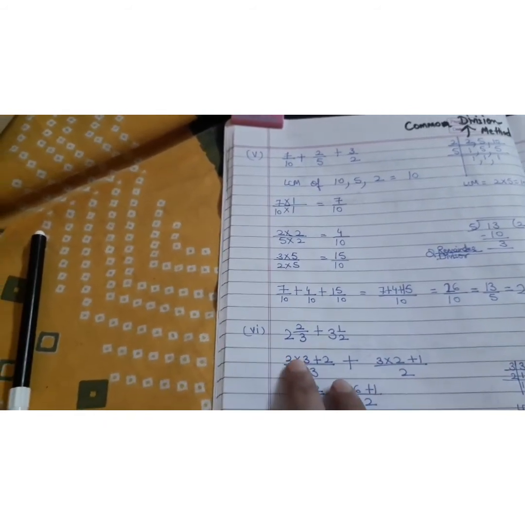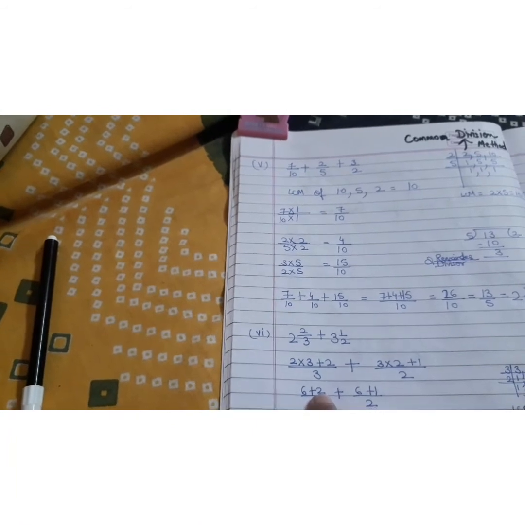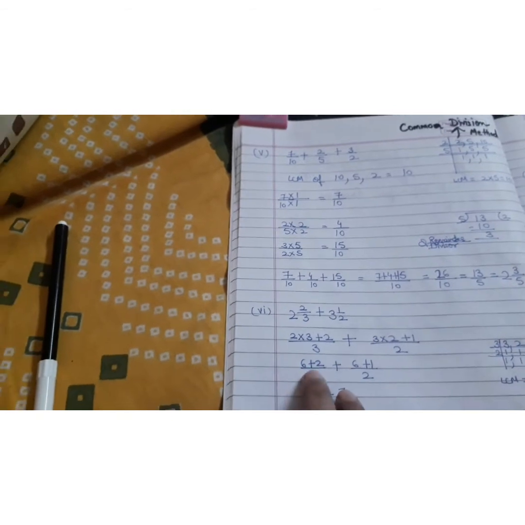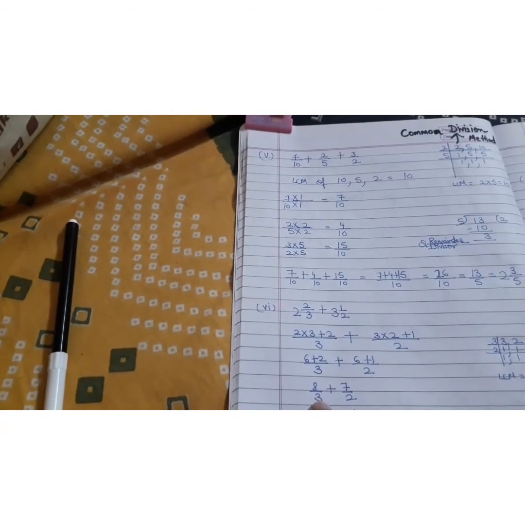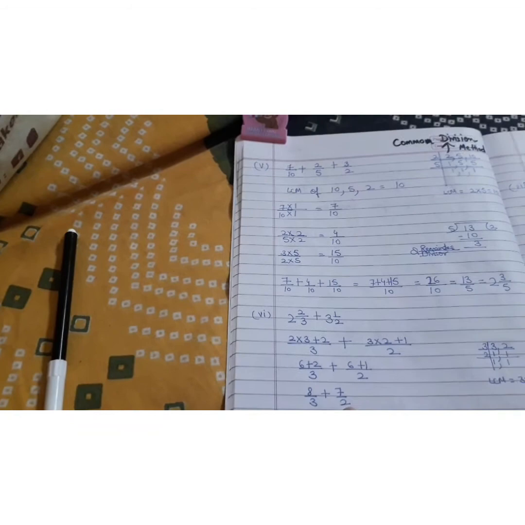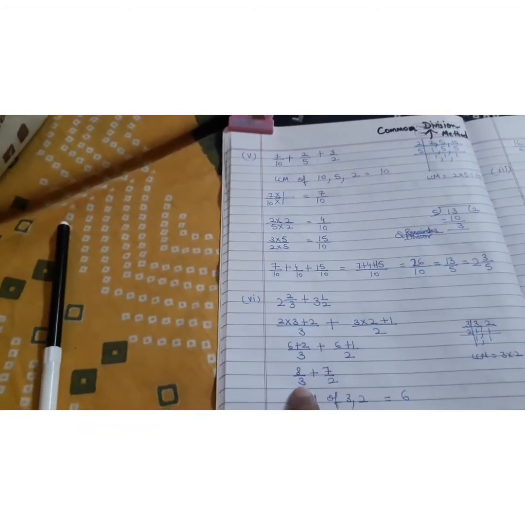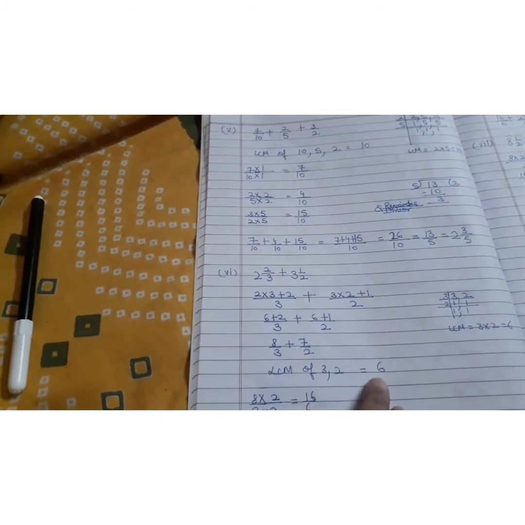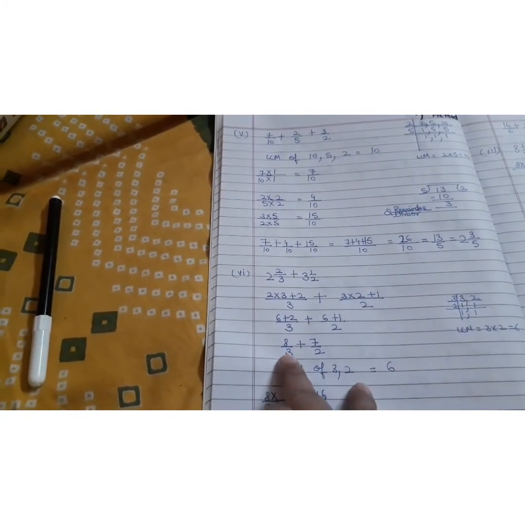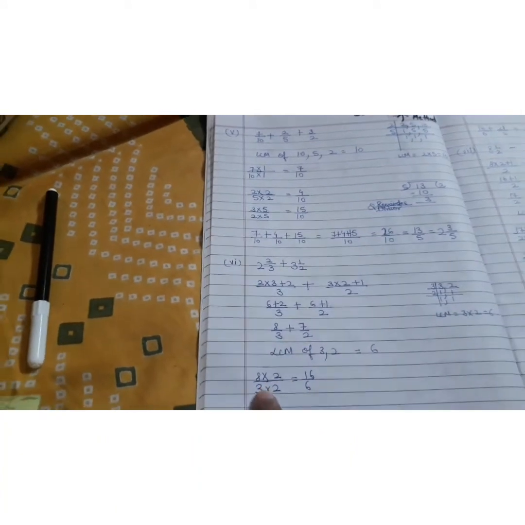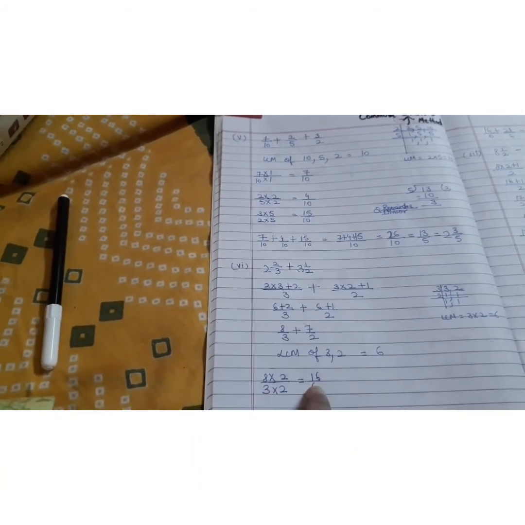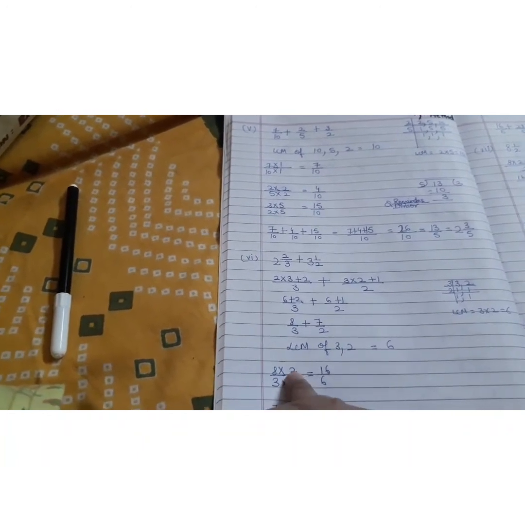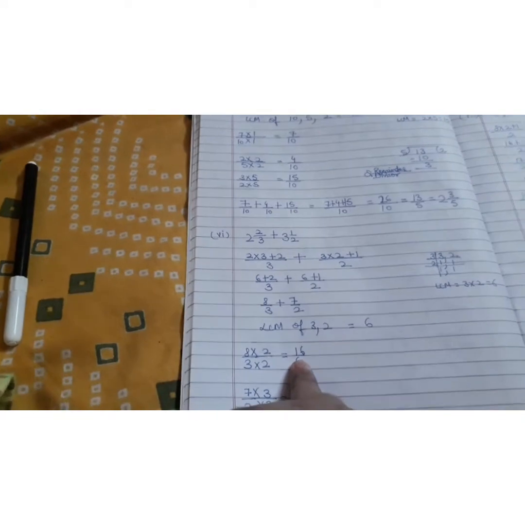So you will get 3 2s are 6 here plus 2, and 3 2s are 6 here plus 1. So 6 plus 2 will become 8 upon 3. 6 plus 1 becomes 7 upon 2. Now take the LCM of 3 and 2. You will get 6 here. And then take the fractions one by one. First of all, take the fraction 8 by 3. Make it equivalent to the LCM number 6. So multiply it with 2 in the denominator and the numerator itself. You will get 16 by 6.